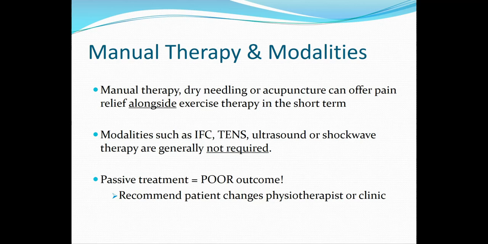Manual therapy, dry needling, or acupuncture can offer pain relief in the short term. They are used to help you be able to do your exercises independently. Modalities such as IFC or TENS, ultrasound, or shockwave therapy should not be the primary treatment focus and are generally not required, although they can be helpful for pain relief. Passive treatments used alone will lead to poor outcomes for your shoulder. If your physiotherapy is primarily passive, talk to your provider about integrating an active exercise-based approach or change your PT provider or clinic.